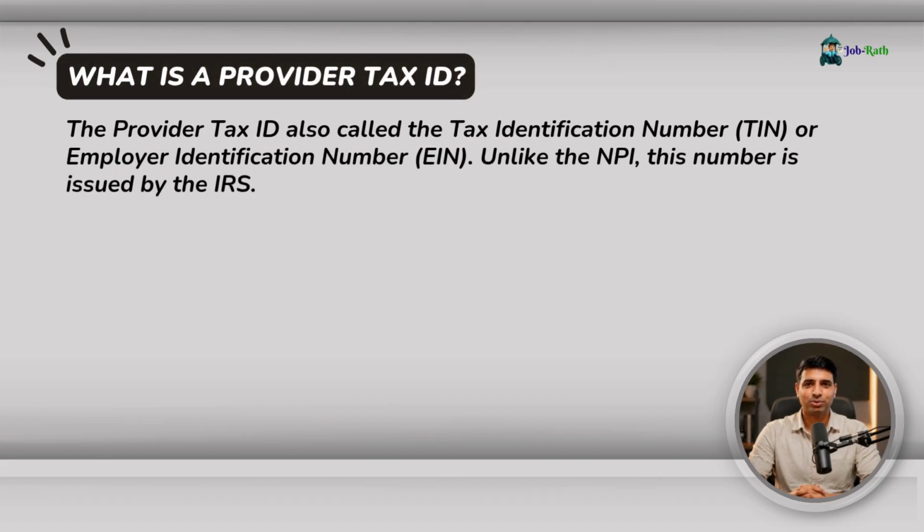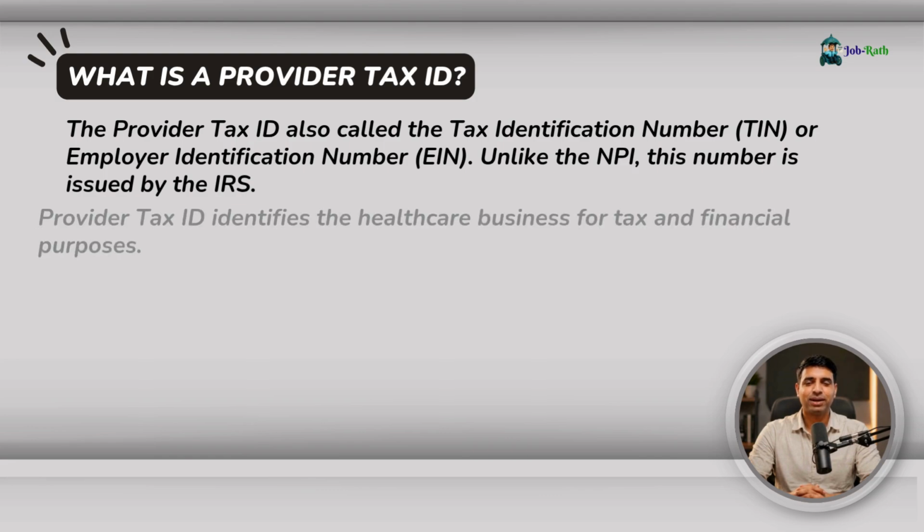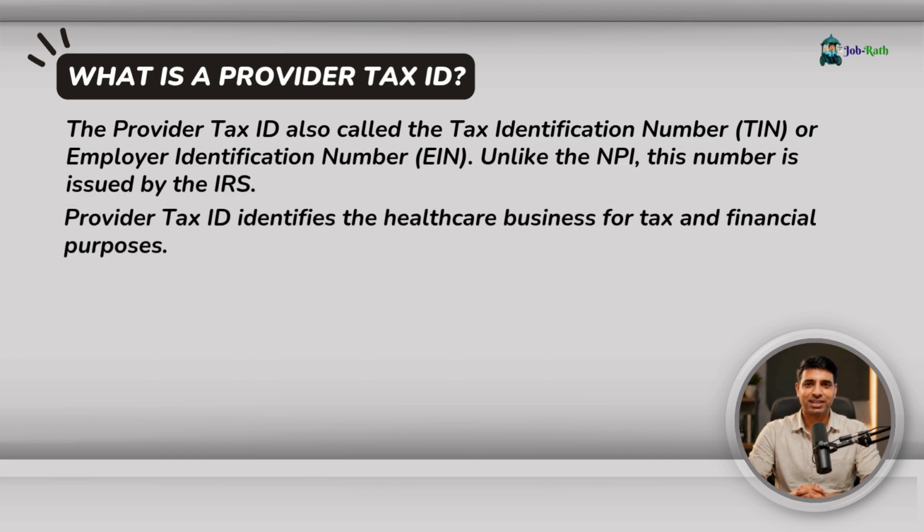Now let's talk about the provider tax ID. This is also called the tax identification number (TIN) or employer identification number (EIN). Unlike the NPI, this number is issued by the IRS. It stands for Internal Revenue Service. It is the federal tax agency of the United States, responsible for collecting federal taxes. Its purpose is completely different. Provider Tax ID identifies the healthcare business for tax and financial purposes.